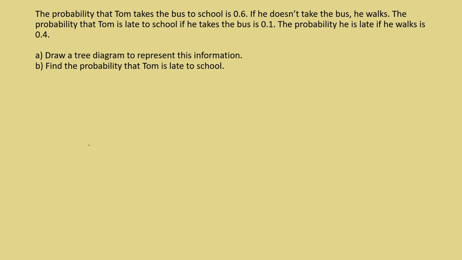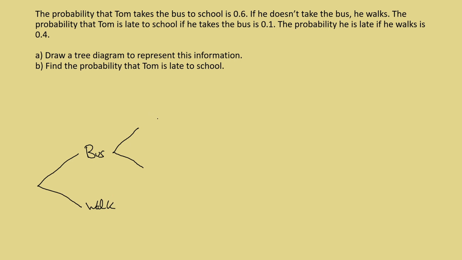So remember again, tree diagram to illustrate this experiment. So first we have 2 possible outcomes. We have that either Tom takes the bus, which we can denote by bus, to school, or he walks. So walk. And then it says the probability that Tom is late to school if he takes the bus is 0.1. So once we know that Tom is either taking the bus or walking, so in this case taking the bus, he's either going to be late or not late. So those are the two outcomes after the first one.